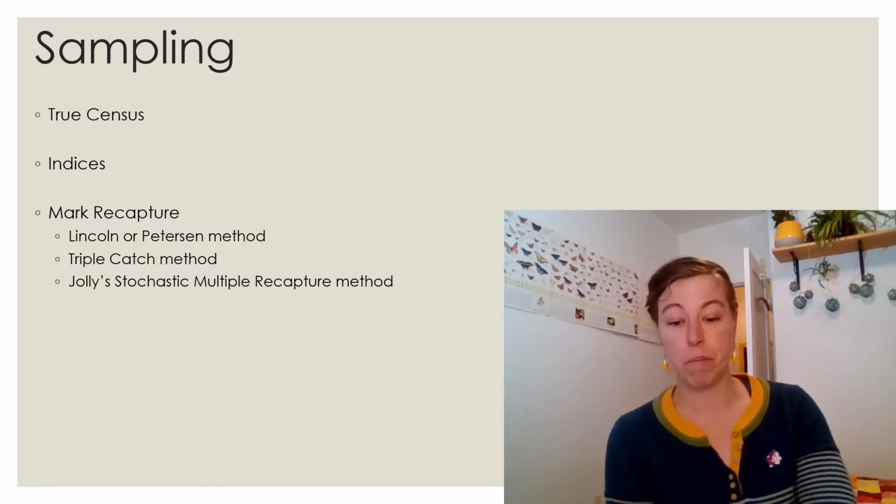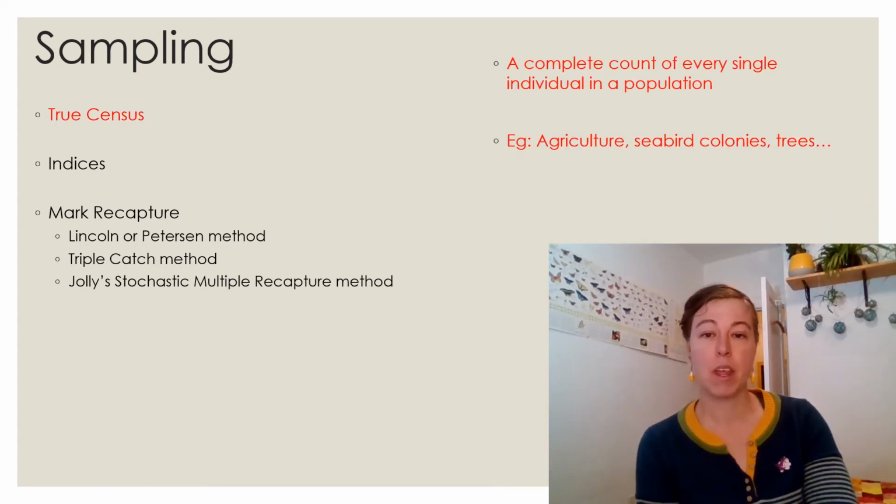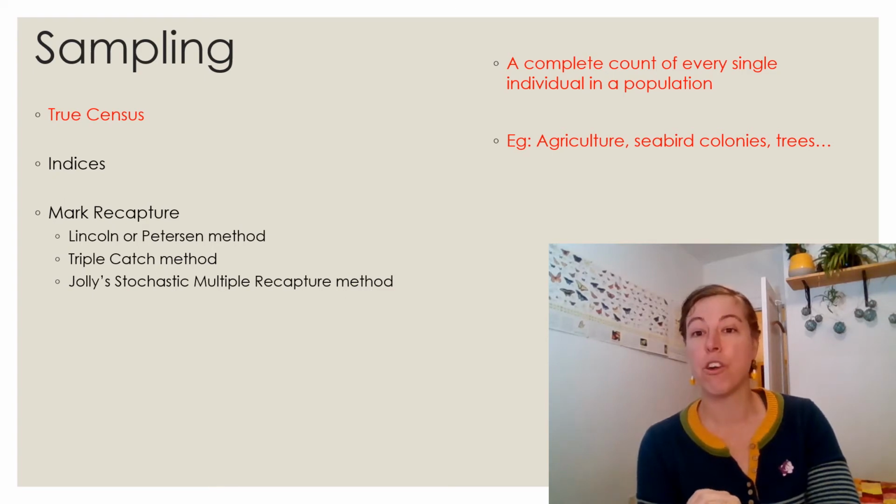There are different ways we're going to sample. So the first one's true census. This is a complete count of every single individual in a population. This is hard. There's not a lot of situations where we can do this. An example is in a farm or a zoo where we can actually count every animal in question, or in an orchard where we can count every tree. We can do this in seabird colonies where all of the birds nest all together. So that's that population of birds. And they might fly all over the place, but they always come back together to nest.